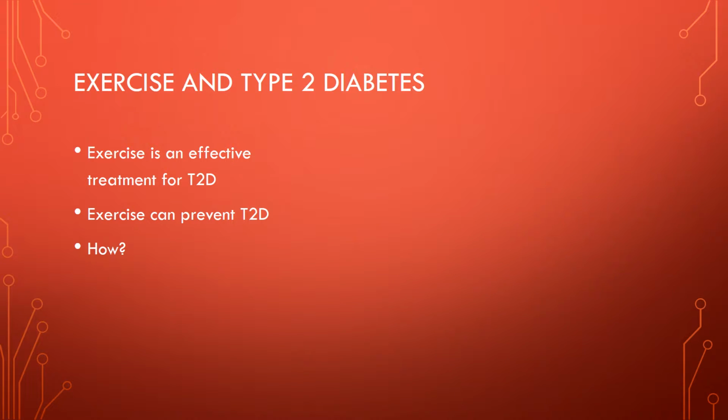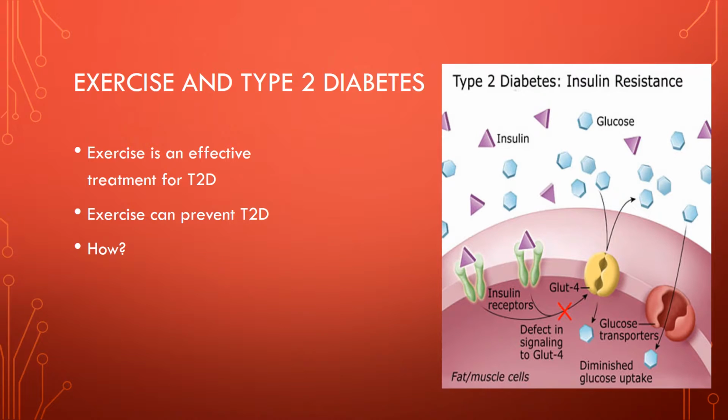We're going to spend most of the time talking about type 2 diabetes because this is the most common and the most changeable, I suppose. And the really good news is that exercise is a very effective treatment for type 2 diabetes, and it's also been shown to prevent type 2 diabetes. So what I want to talk about first is how can it do that?